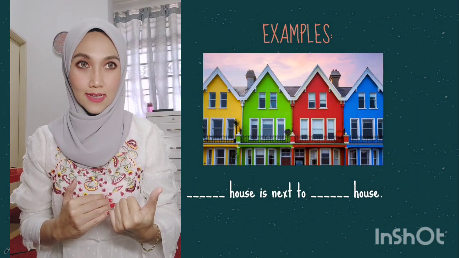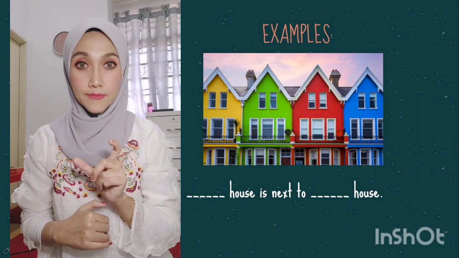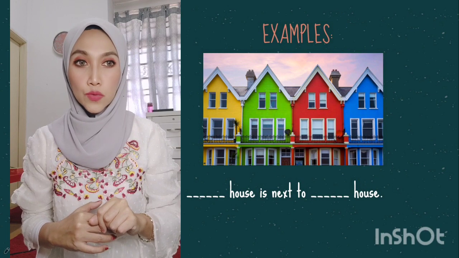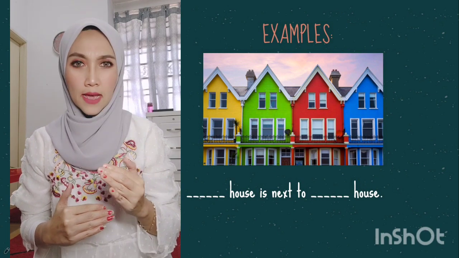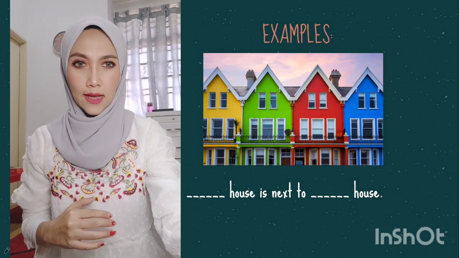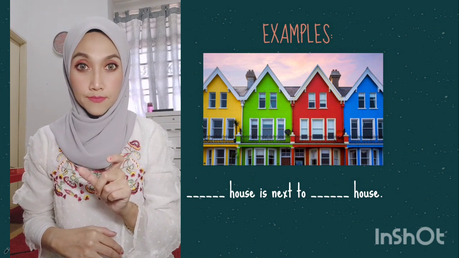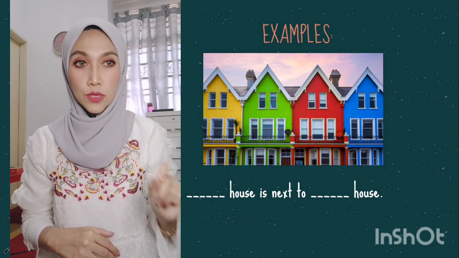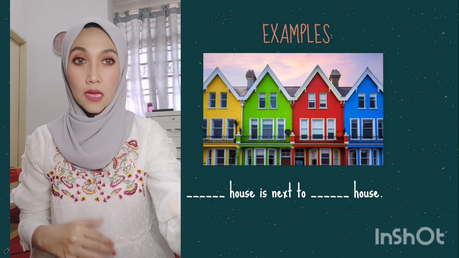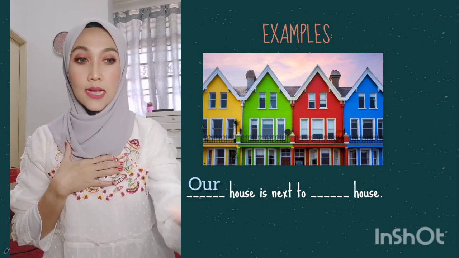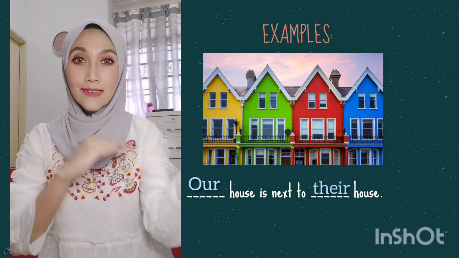Here's the second example. House is next to house. What would be the possessive adjective here? Again, I repeat the sentence. House is next to house. The answer will be: our house is next to their house.